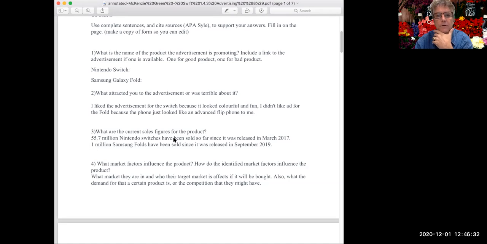55.7 million Nintendo Switches have been sold since it was released in March of 2017. So that's nice. It's pretty recent. Gets us some good numbers. Only 1 million Samsung Folds have been sold since it was released in September of 2019.